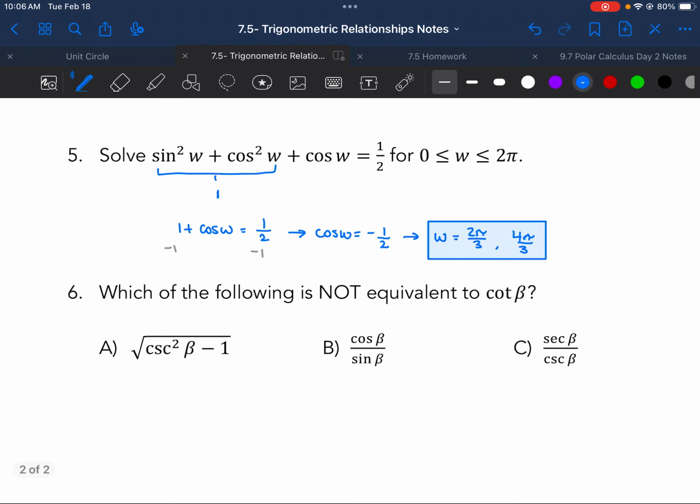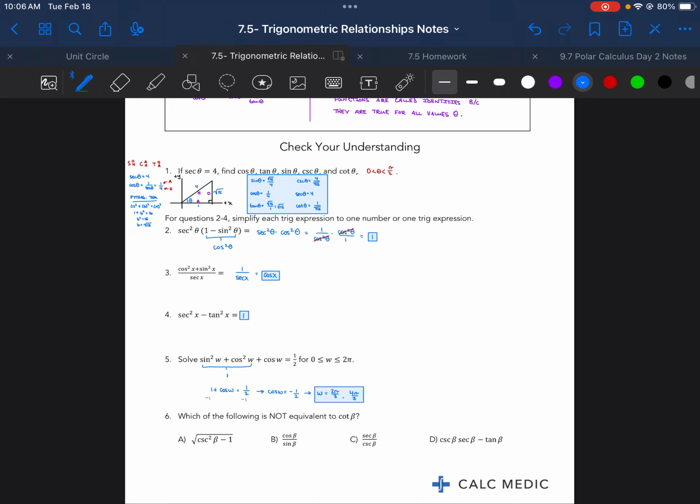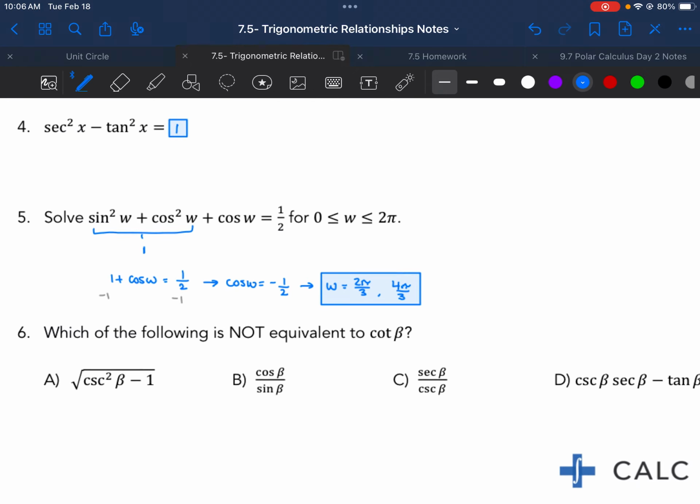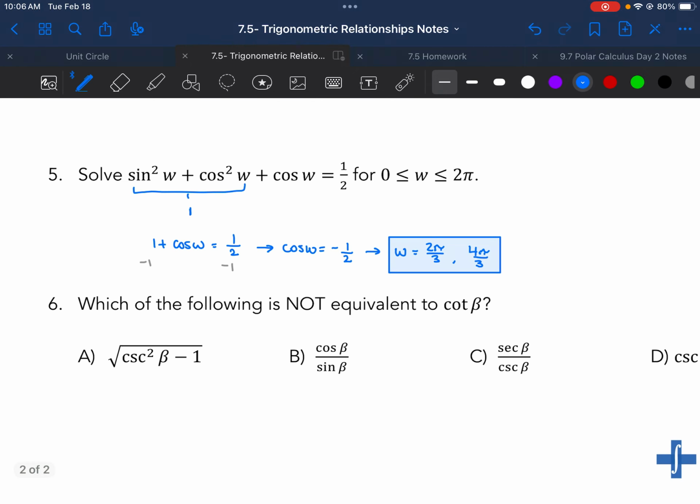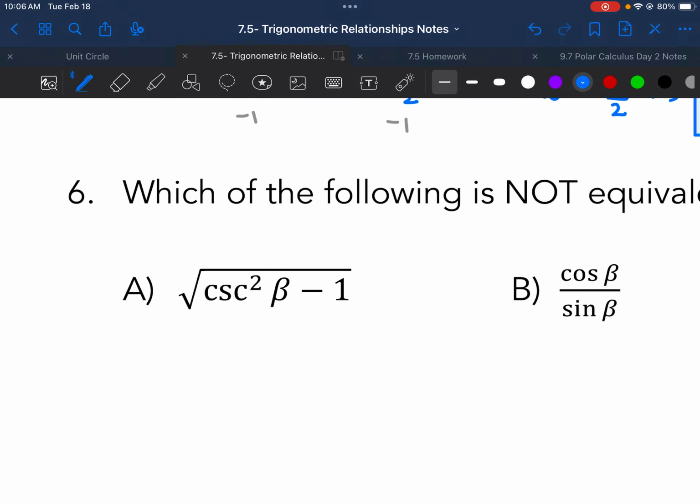All right, number 6. It's our final one. Which of the following is not equivalent to cotangent of beta? This is the Greek letter beta right there. All right, so which one is not equivalent? Let's look at each one of them real quick.